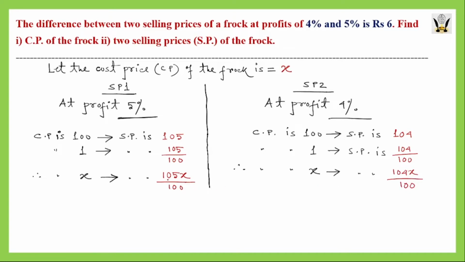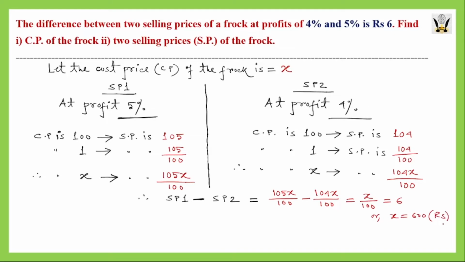Now definitely the frock sold at a profit of 5% in the first case will have the higher selling price. So we will subtract the second selling price, 104X divided by 100, from the first one, and that difference will be 6 as per the problem statement. So 105X divided by 100 minus 104X divided by 100 will be X divided by 100, and that is equal to 6. From here we can say that X will be 600 rupees.